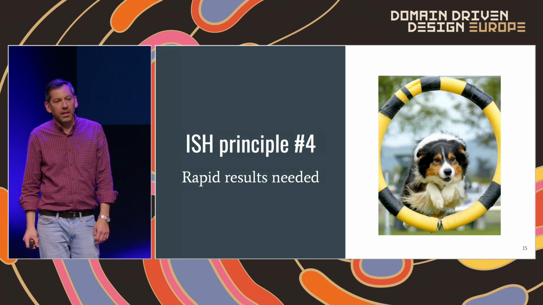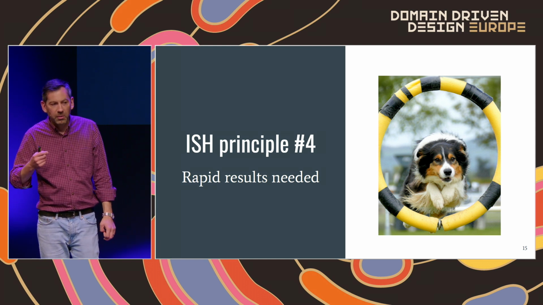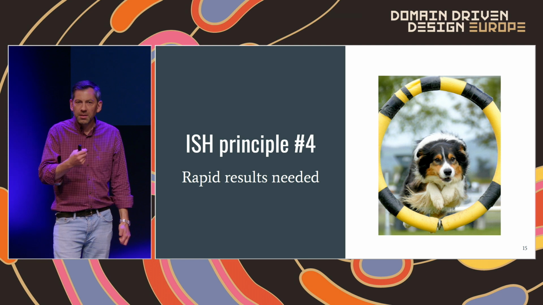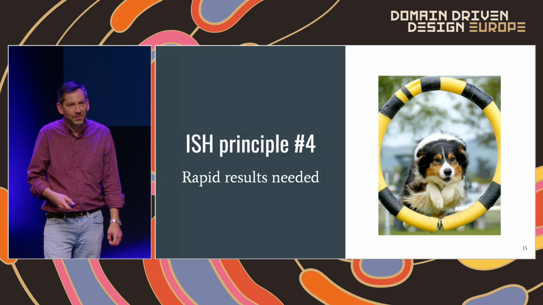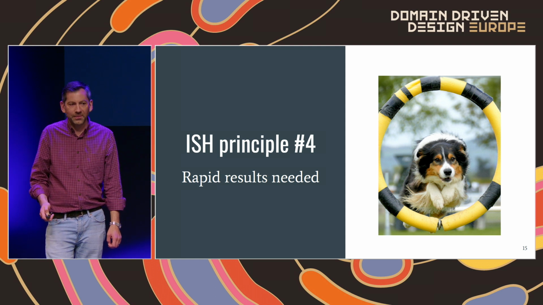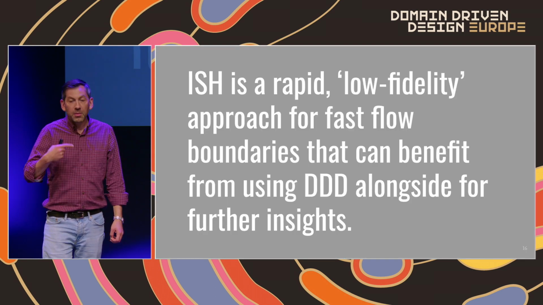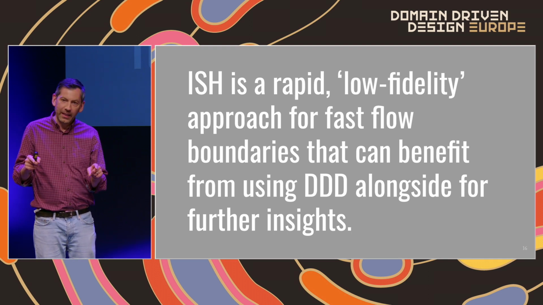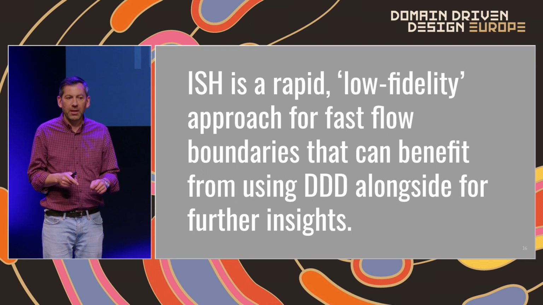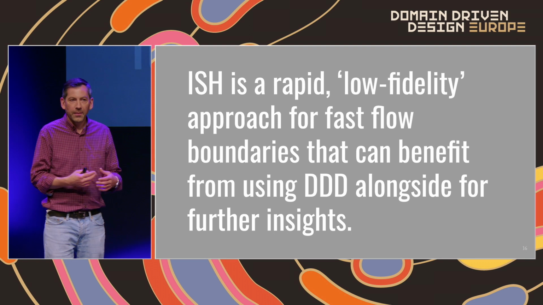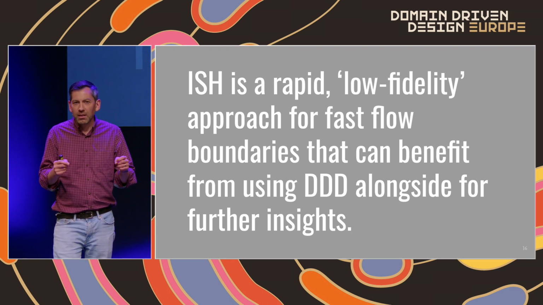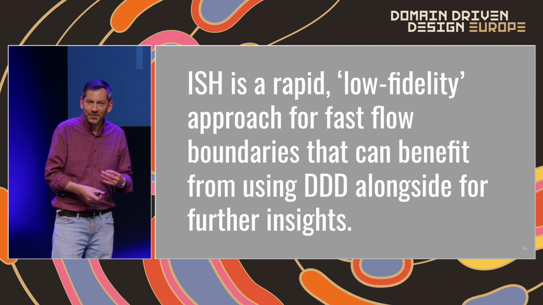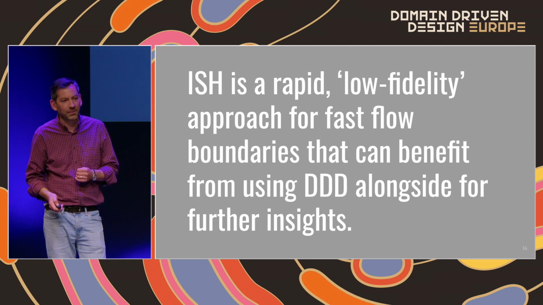And the fourth principle is that we're looking for a situation where rapid results are needed. We want to get quite quickly to a sense of where good boundaries might be, rather than spending weeks and weeks and weeks. And what I've come to realize myself is that independent service heuristics is a rapid, low-fidelity approach for fast flow boundaries that can benefit from using DDD alongside it. Low fidelity because it doesn't really dive into all the details, but it gets some conversations going quite quickly, which can itself be really useful.